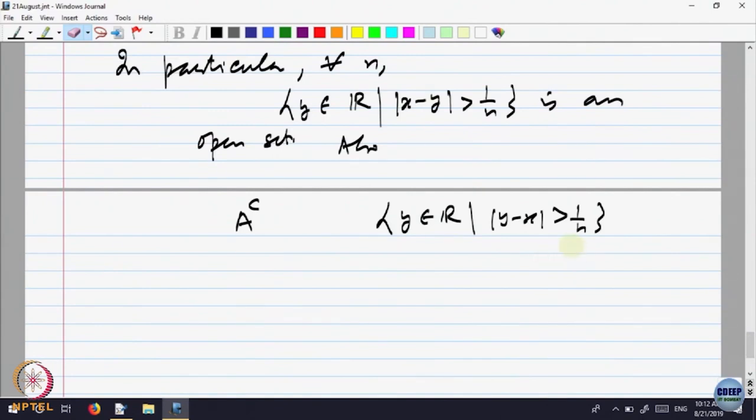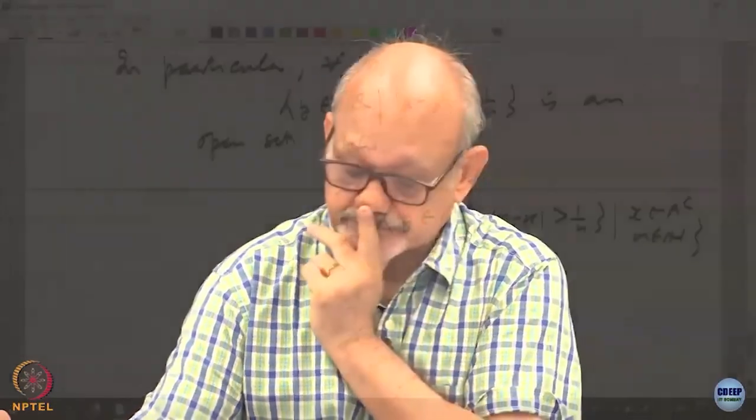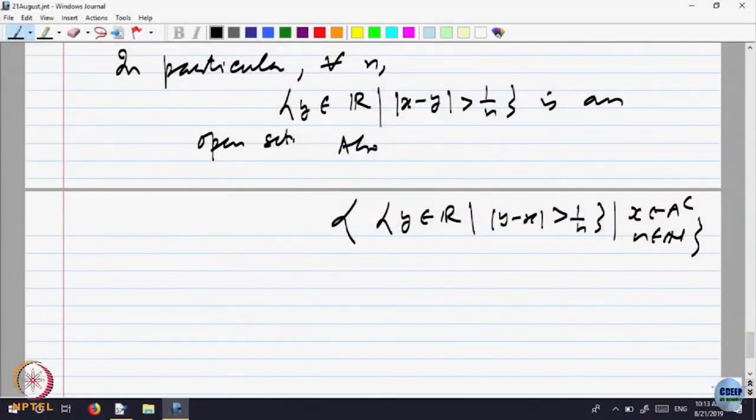So, what is the relation between, let us look at this family. These are sets where x belongs to A complement, n belongs to N. Okay. So, am I getting some kind of a covering of A from these things, or of A complement, something? Are you able to see something or not?